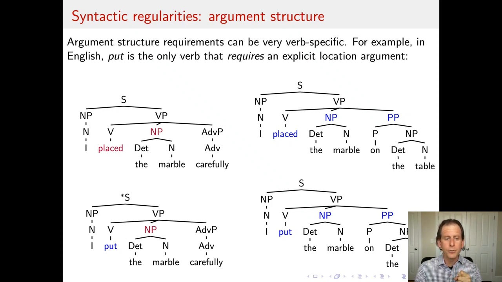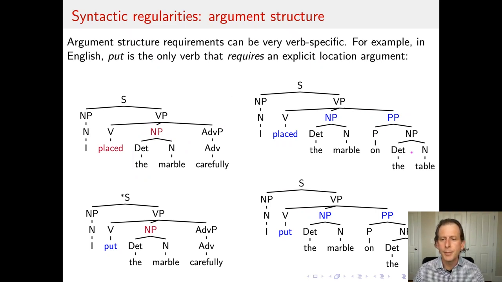So I'll contrast it with the word place. I placed the marble carefully. That probably sounds maybe a little bit surprising to you, but it probably also sounds perfectly okay. And the reason is that placed is a transitive verb. It can be used transitively this way. And so all I need is the direct object, the marble. If I got rid of the direct object and said I placed carefully, that would be a very strange sounding sentence, and we would say that's ungrammatical because of the argument structure requirements of place.